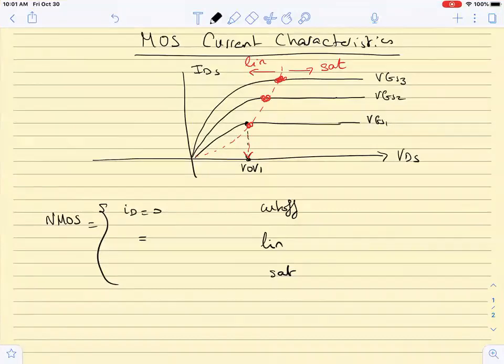حكينا أنه باللينير ريجن بيكون الفانكشن هو K prime W by L into VOV times VDS minus half VDS squared. وحكينا أنه بالساتوريشن ريجن بيكون ال ID هو half K prime W by L or half K into VOV square.